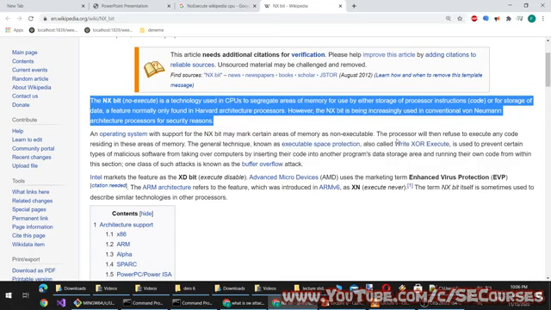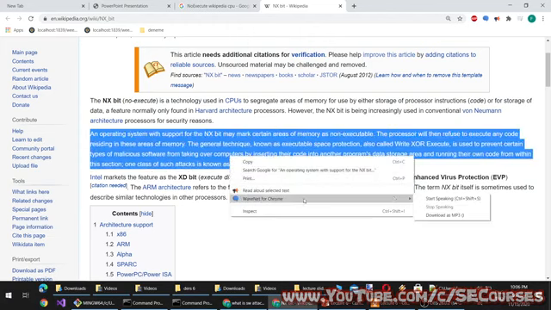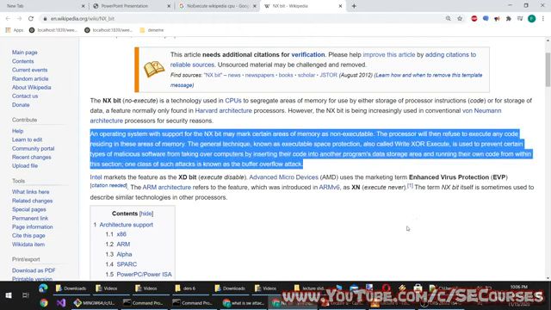The NX bit, no execute, is a technology used in CPUs to segregate areas of memory for use by either storage of processor instructions, code, or for storage of data, a feature normally only found in Harvard architecture processors. However, the NX bit is being increasingly used in conventional von Neumann architecture processors for security reasons. An operating system with support for the NX bit may mark certain areas of memory as non-executable. The processor will then refuse to execute any code residing in these areas of memory.